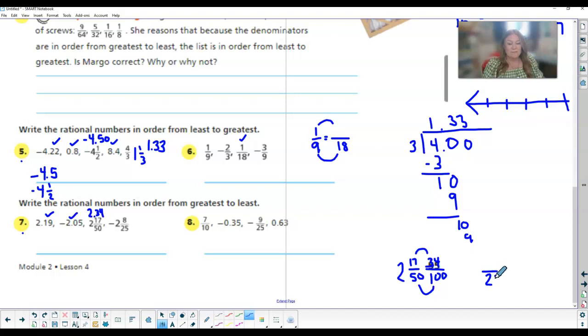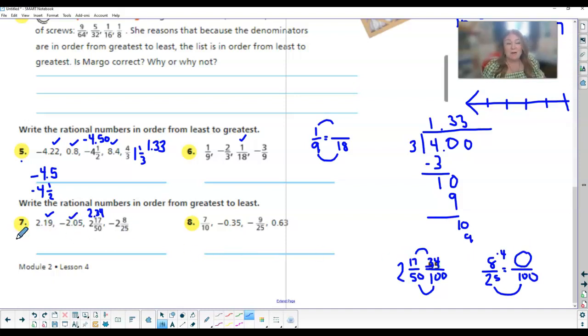And 25 is another nice number that goes into 100. So if I have 25, I'm thinking, how do I get to 100? They're quarters. Every time we hear 25, we're thinking quarters. 25, 50, 75, 100 goes in there 4 times. So times by 4 will give us this number here. So -2 point what? Okay.